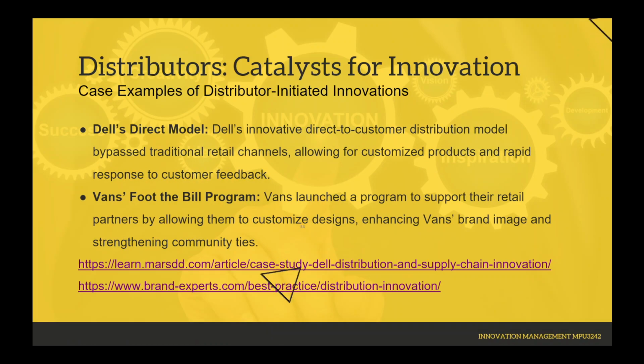Okay, and then we see two case studies. Dell, okay, they sell directly, so they become the distributor itself. And then Vans Foot Camp, they are using the distributor to launch with their retail partner, the distributor itself, by allowing them to customize design, enhancing the Vans brand image and strengthening company ties. We see that Vans uses a build program, where the customers design based on their request.